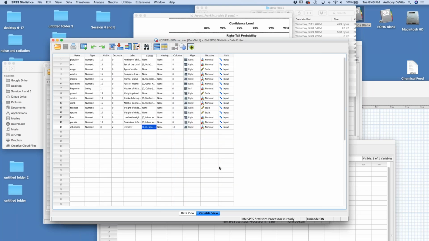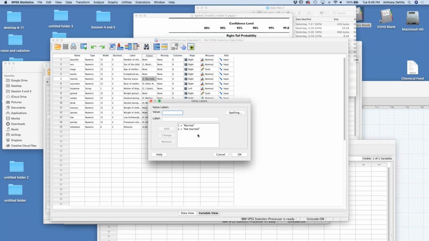If I look at my variable view, if I look at marital status, one represents married, 2 represents not married. It doesn't say if they have a partner, doesn't say if they're single, doesn't say if they're divorced or anything like that, just married or not married. Only 2 values, hence a t-test. I compare the mean birth weight for married women versus the mean birth weight for not married women. Had I had other groups, 3 equals divorced, 4 equals separated, then I would be comparing 4 means and I would use analysis of variance instead of the t-test. But for our purposes right now, we're going to use the t-test.